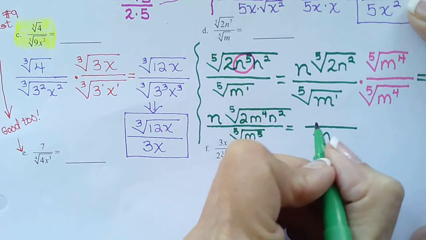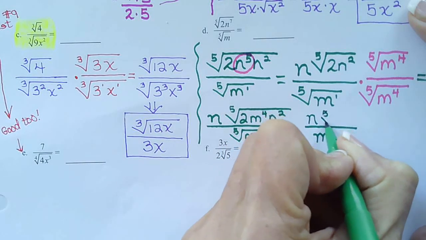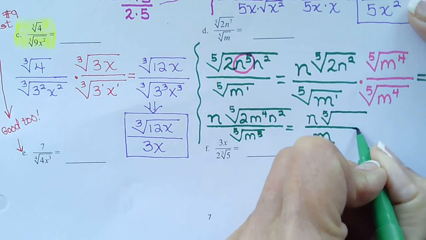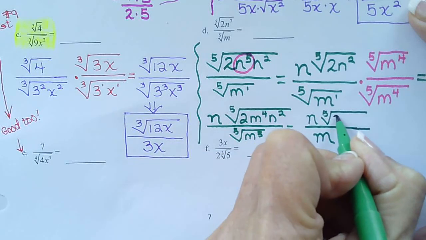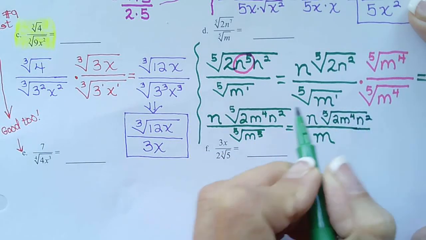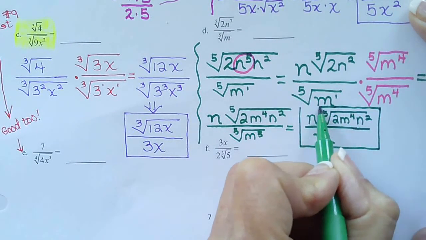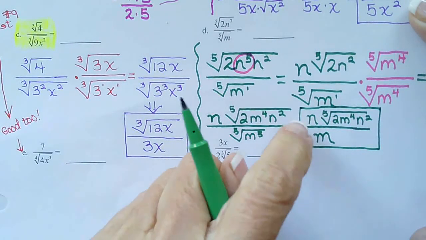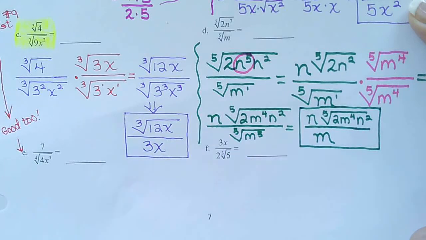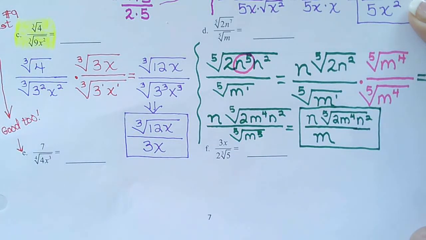The numerator is just going to stay the same. In fifth root, I have to make this a little longer, 2 m to the fourth n squared. So that would be my answer. And the things you want to check before you box it, is there any canceling here, anything common? No. Any powers here larger than 5? No. Any radicals in the denominator? No. So that's how we knew to box it.